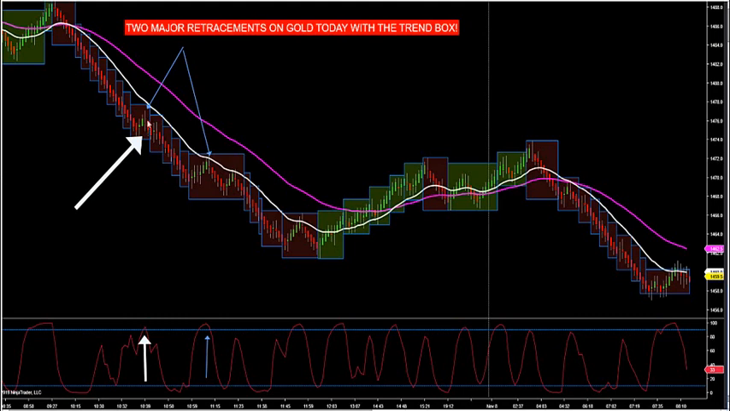Once it closes red or negative market delta, that's your entry. Stop loss is two ticks above the swing high, and then we get rolling.